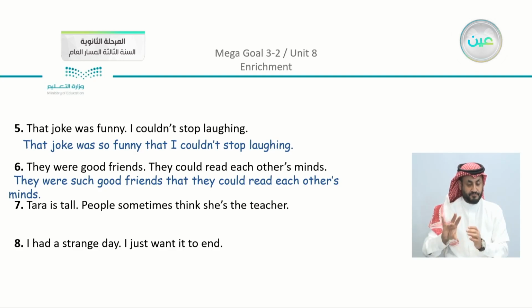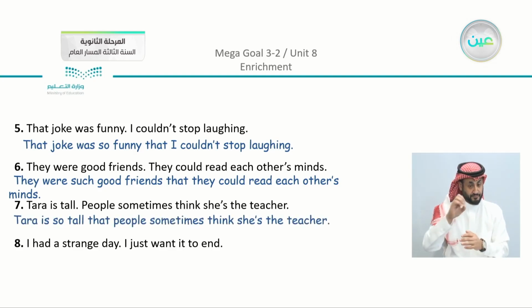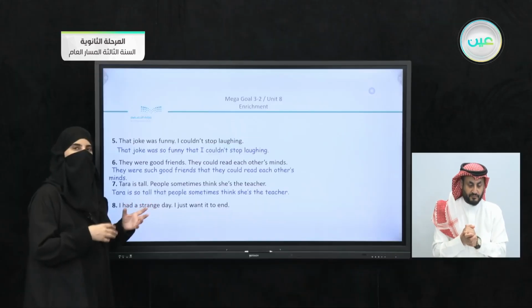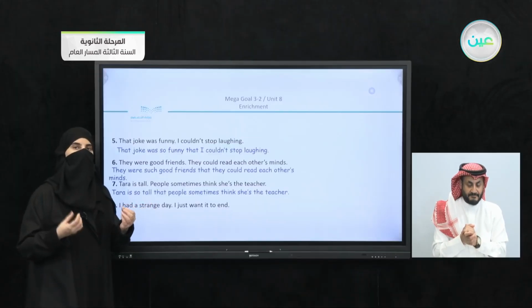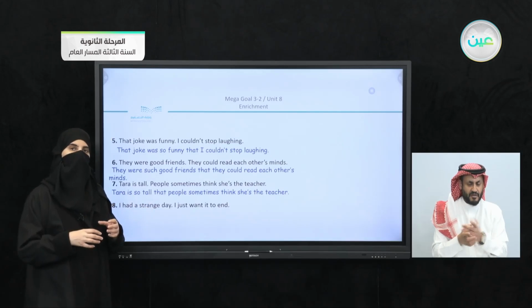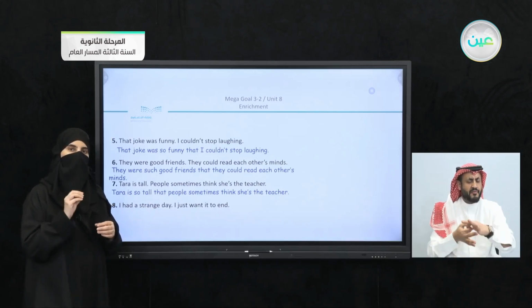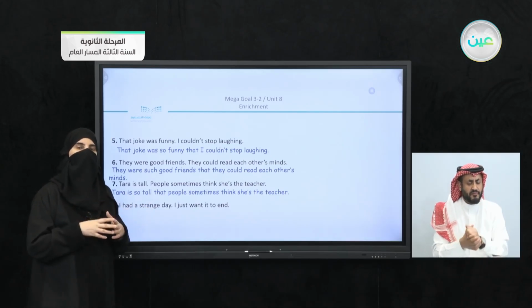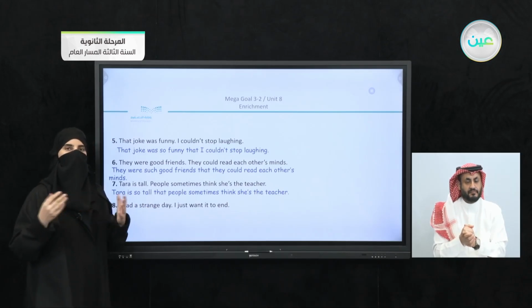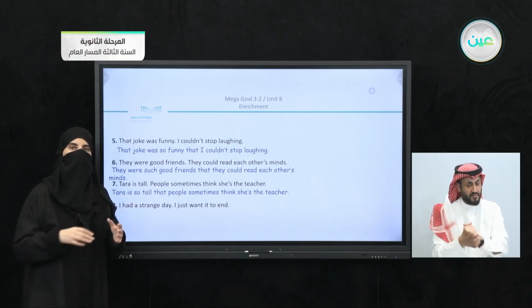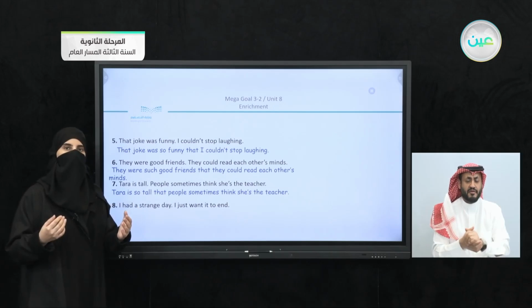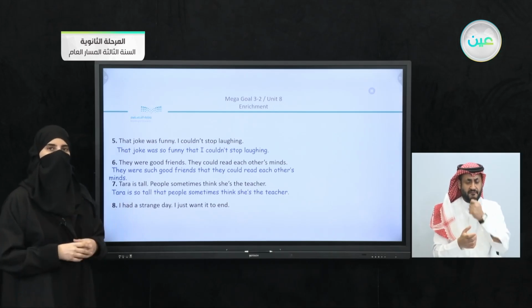Tara is tall. People sometimes think she's the teacher. So we have the adjective. We're going to say that Tara is so tall that people sometimes think that she's the teacher. So the sentences that we have here, it's just a matter of where to connect the sentences together and where to put the correct word before the adjective. Of course, you can see that we did not omit anything from the sentences. You do not replace or change the verbs. So it is a very simple exercise here.